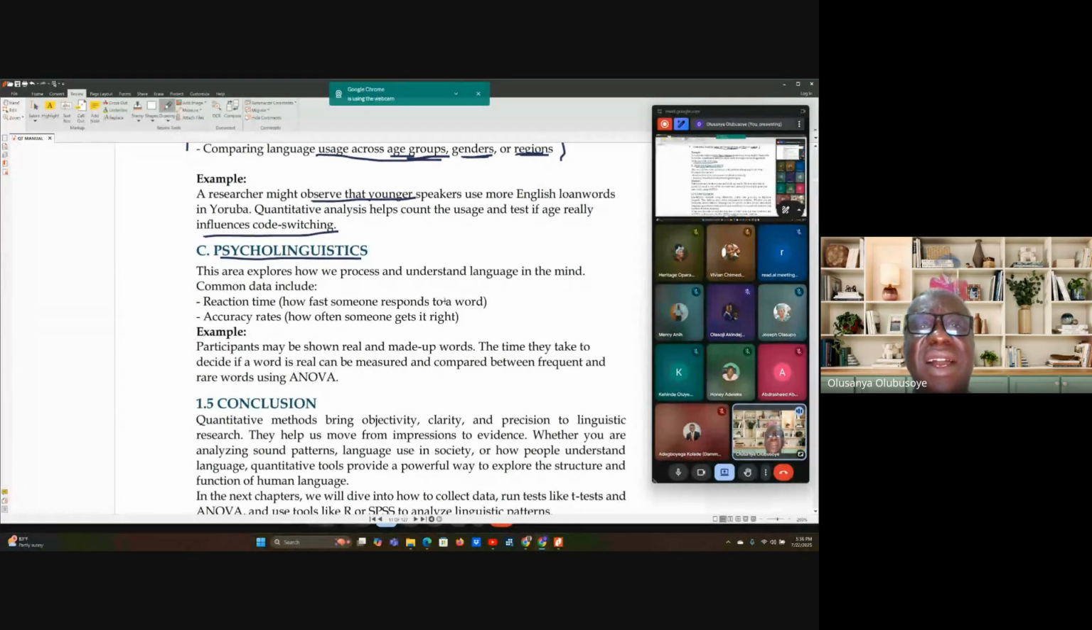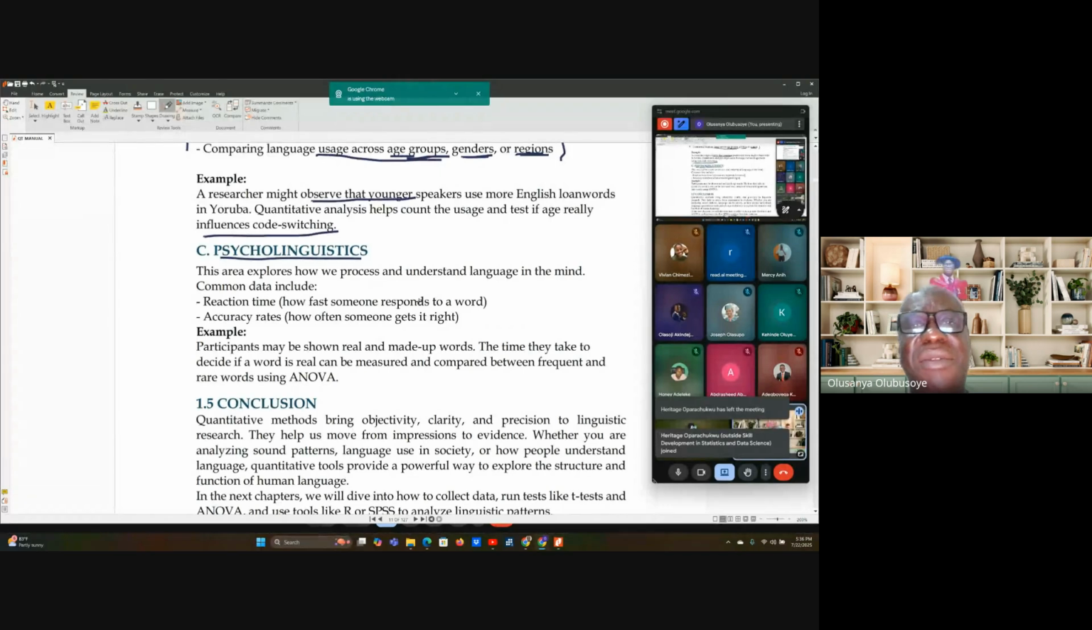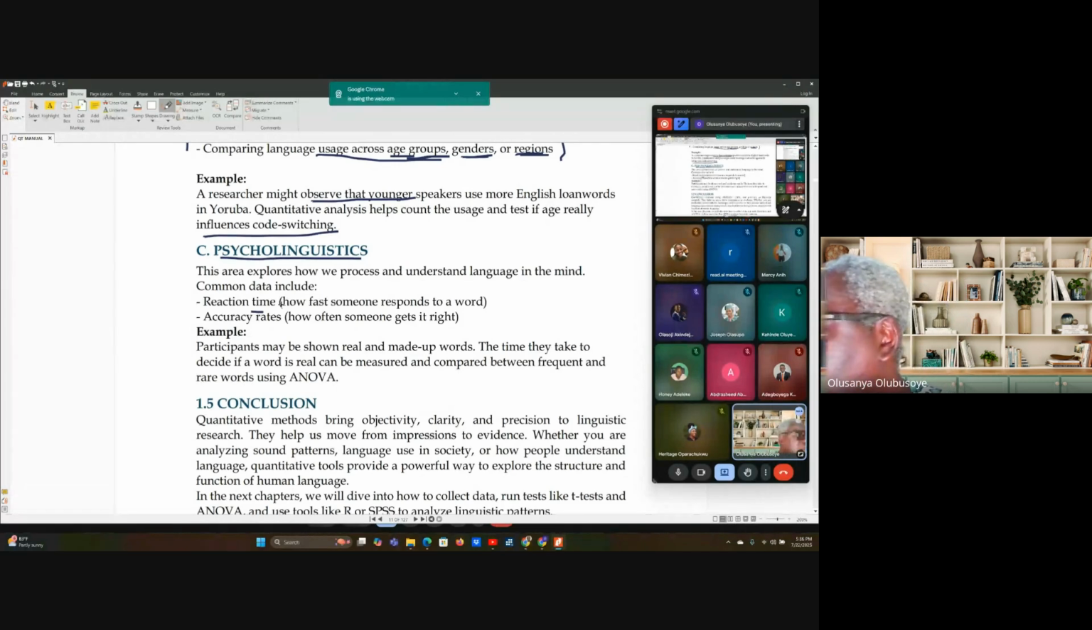So this is an area that explores how language is processed, how language is understood in the mind. So one could be interested in reaction time, that is how fast someone responds to a word.